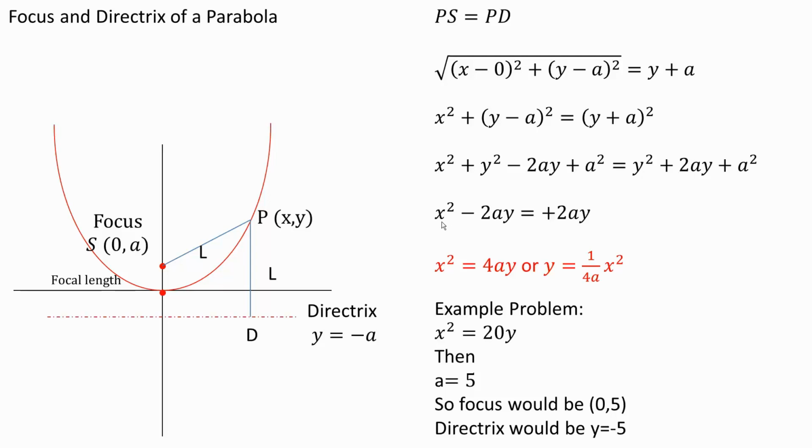So I can move it over and get x squared is equal to 4ay, or I could rearrange and say y is equal to 1 divided by 4a times x squared. For example, let's say a problem says x squared is equal to 20y. Then we would know that a is equal to 5. So the focus would be 0, 5, and the directrix would be y is equal to negative 5.